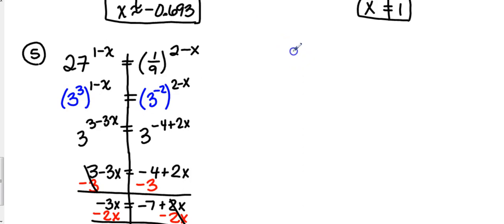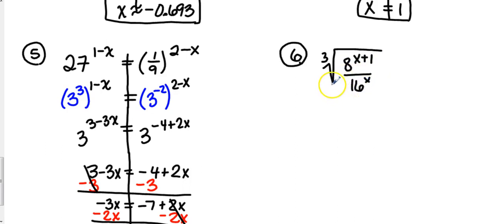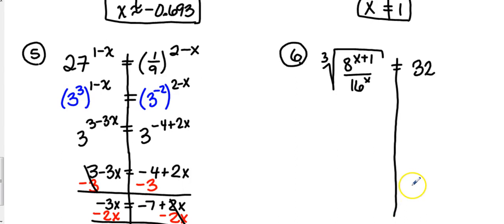Number 6. Number 6 is going to be the third root of 8 to the x plus 1, all divided by 16 to the x, equals 32. How awesome is this question? So let's get started on it. What are we going to do first?